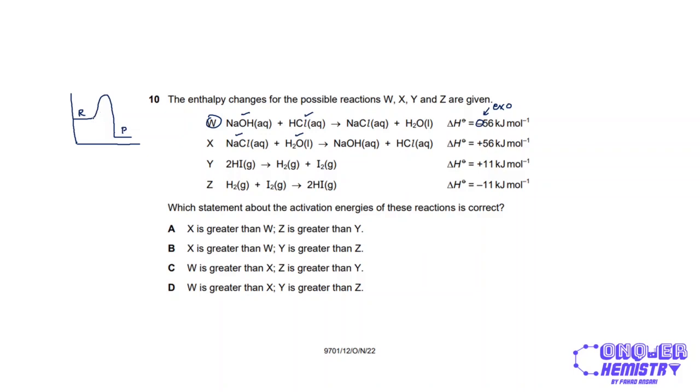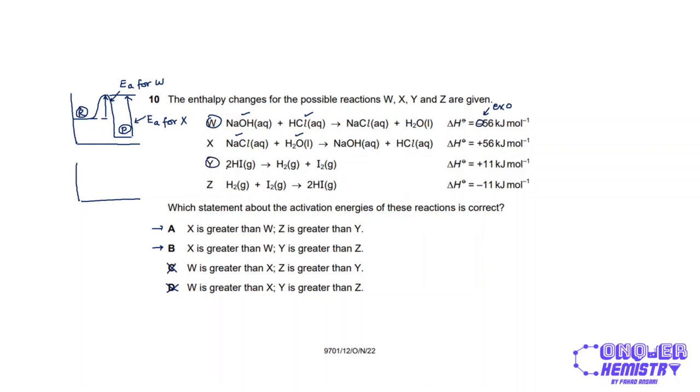And so you can see that this is the activation energy for W, the forward reaction. And for X, the backward reaction, this is going to be going from products back to reactants. So from the product energy level all the way up to the peak, this is the activation energy for X. So now it is talking about the activation energy. So X is greater than W. That means options A and B are now under consideration. C and D are out. Now let's look at the next one.